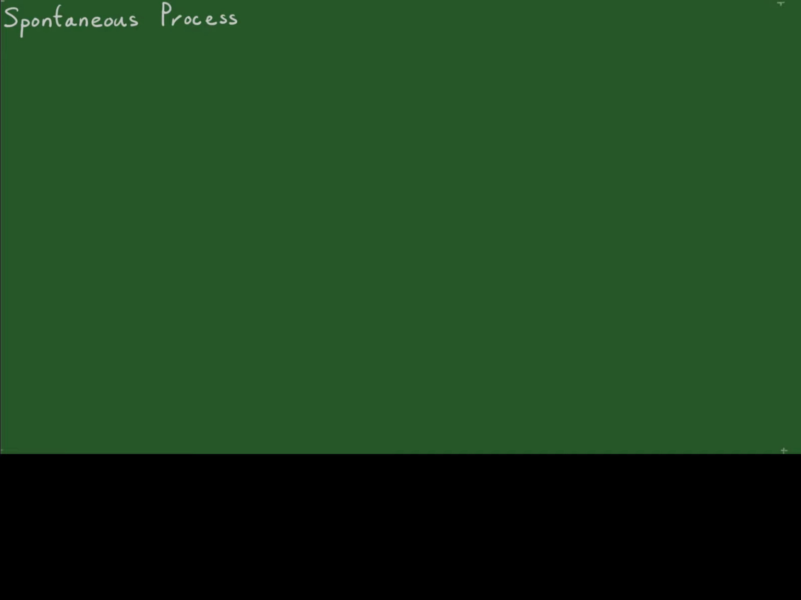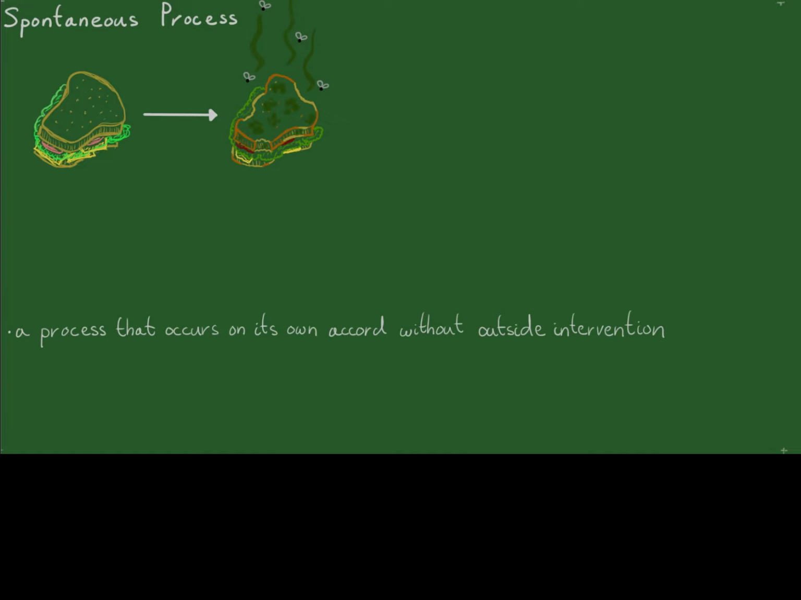I would like to talk about a spontaneous process. A spontaneous process, funnily enough, is one that happens spontaneously. Let's have a look at this sandwich. If I was to leave it on a kitchen table and walk away for a few days, it would spoil, and that would happen on its own accord. So we can say that a spontaneous process is one that occurs on its own accord without outside intervention.